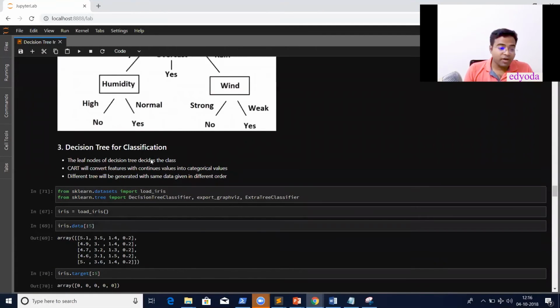Okay, so CART is the one, and one important aspect here is that it is kind of an assumption in decision trees that features are independent of each other. Okay, and since it is CART based, decision tree classification works on feature data which is continuous. Okay, and a different tree will be generated even when you have the same data. I'll do this classification part one more time.